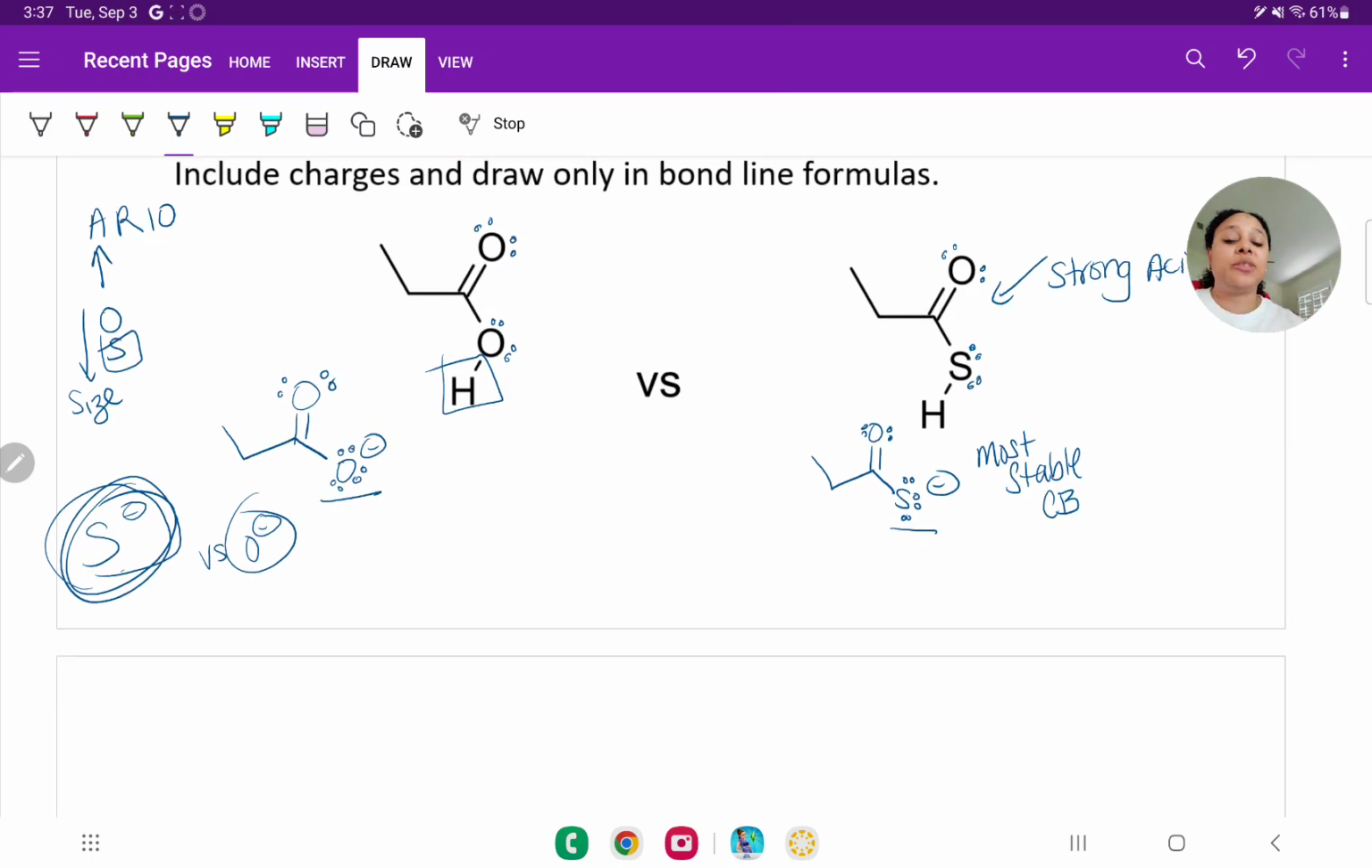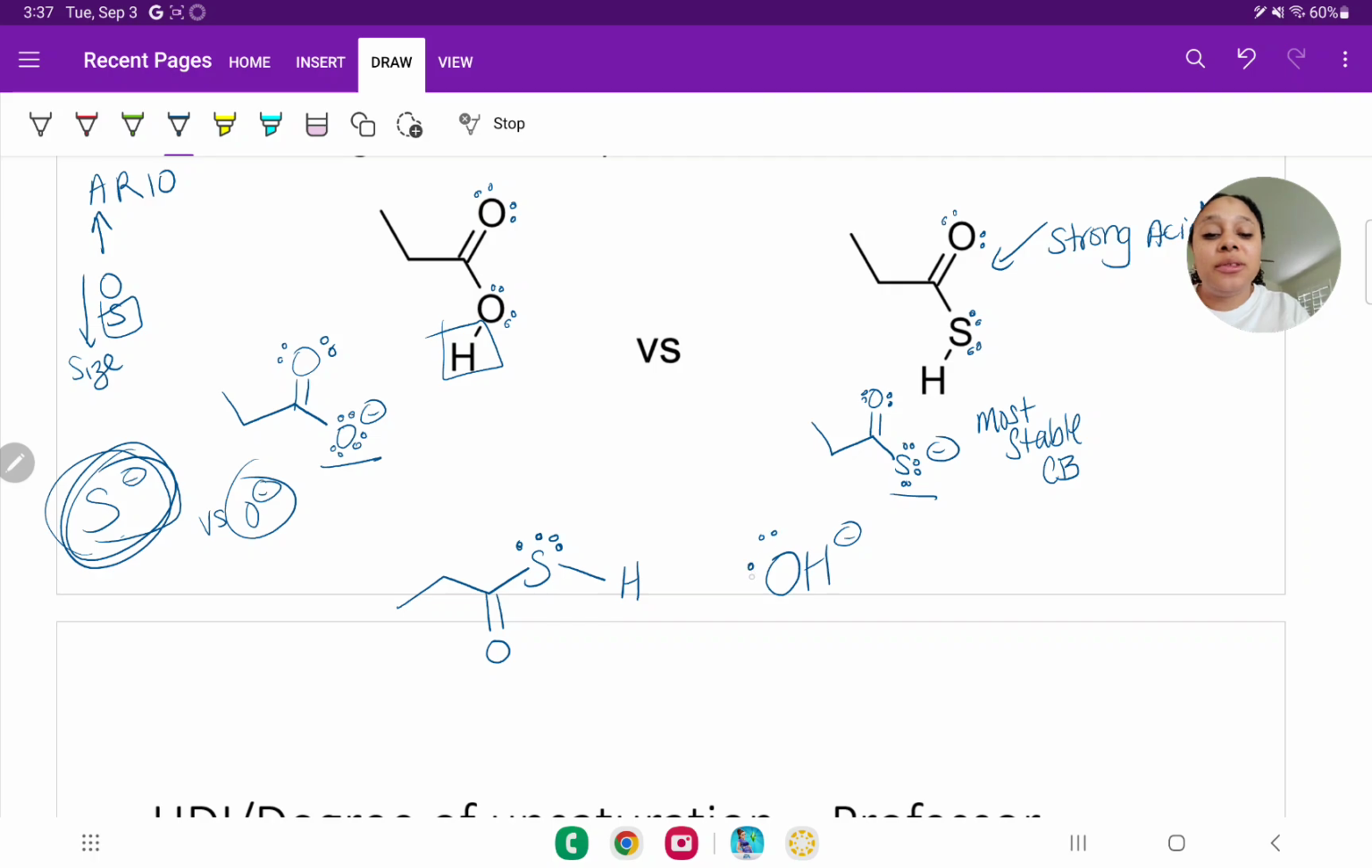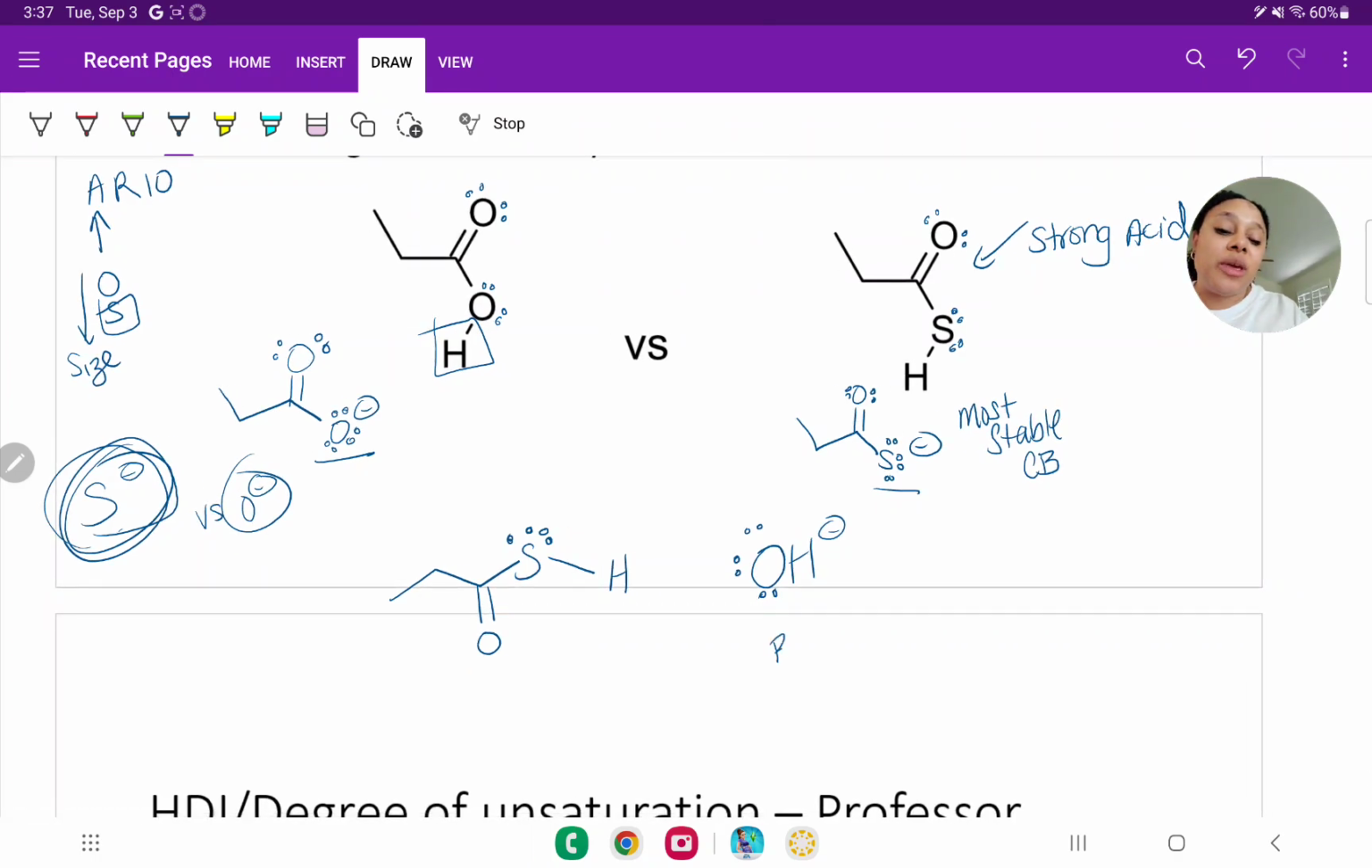Here's the next part of the question. Now that we know what's our strongest acid, all I did was turn this upside down. I'm going to put my lone pairs back on here. It said to use hydroxide ion. So hydroxide from Gen Chem was OH minus, so you just needed to draw OH minus. And it said to use this as your base.